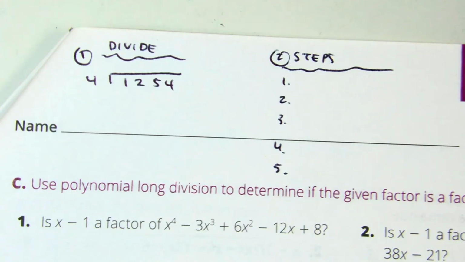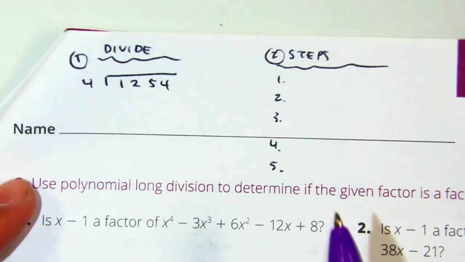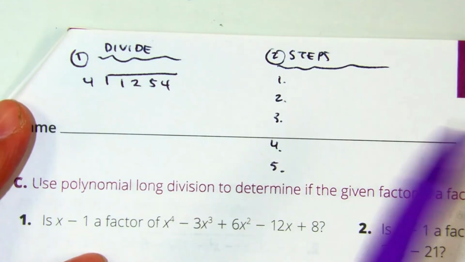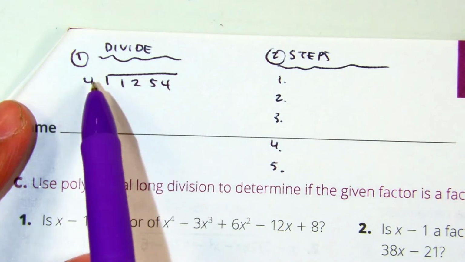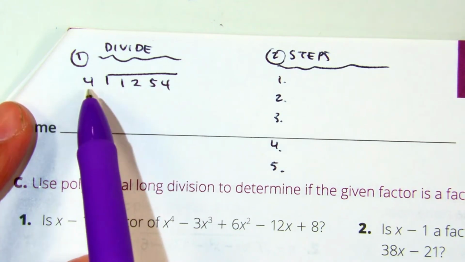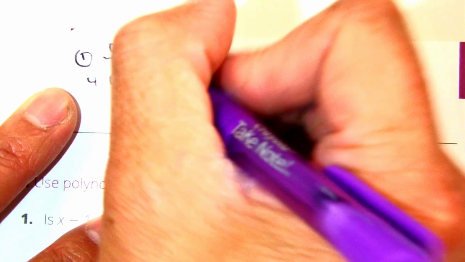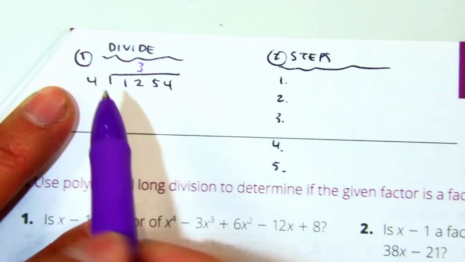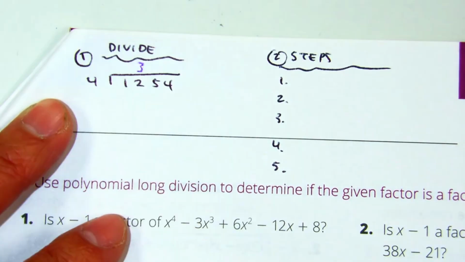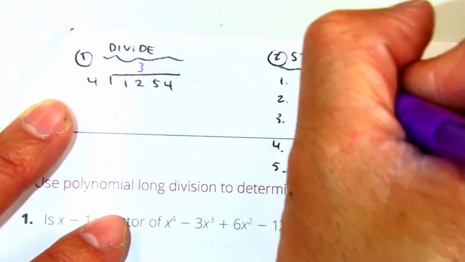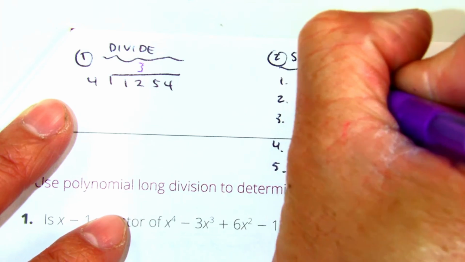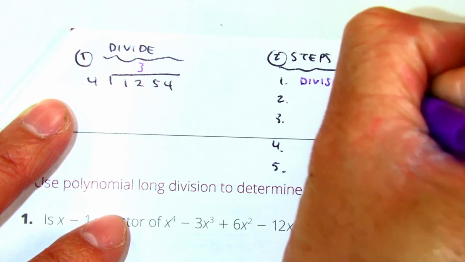Alright, let's divide together. What do you do first? We normally say what? 4 goes into 12, right? How many times? Okay, question. When I say the word 4 goes into 12, what math operation is that? That is division. Let's write that down. Division.